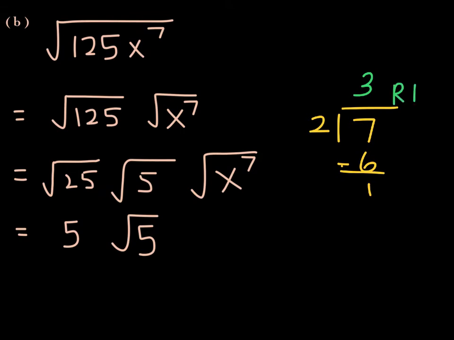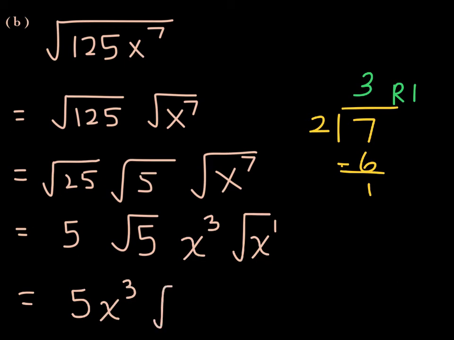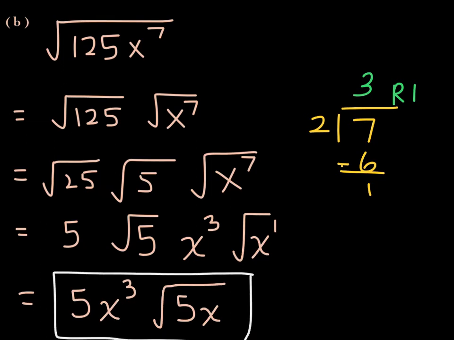Now, don't forget that that quotient of 3 represents the power on the variable outside the radical, and the remainder represents the power that's on the variable underneath the radical. So we're done. The only thing we have to do now is clean this up. So this becomes 5 times x cubed times the square root of 5x. So this is the simplification of that expression.